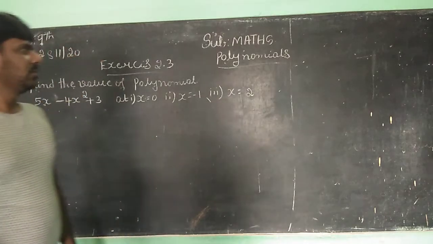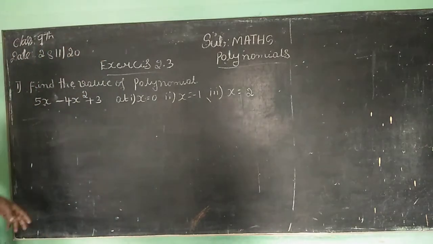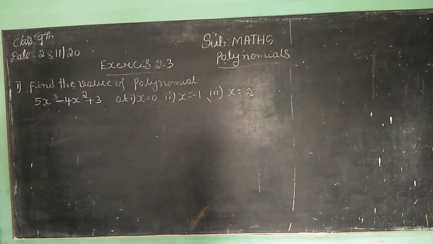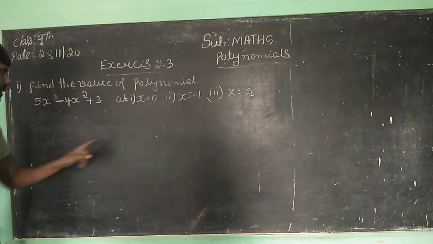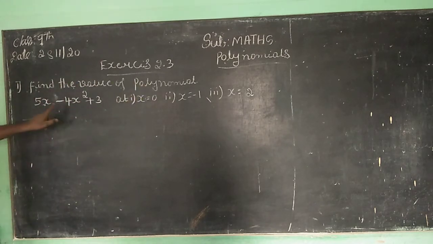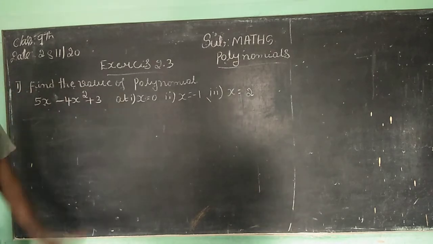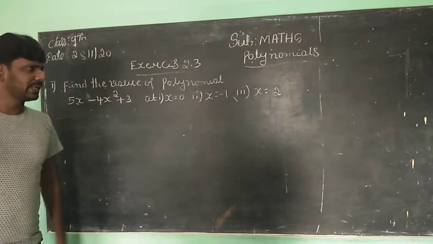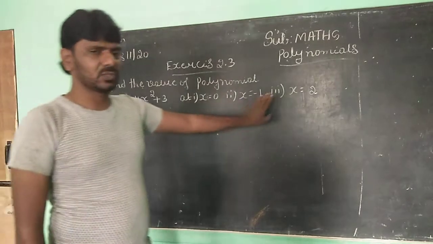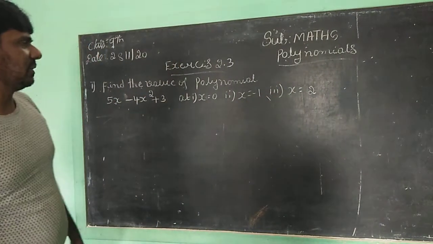Today we want to continue the exercise, finding the value of the polynomial. Children, find the value of the polynomial. The question is 5x minus 4x square plus 3 at x is equal to 0, at x is equal to minus 1, at x is equal to 2. You want to find the value.